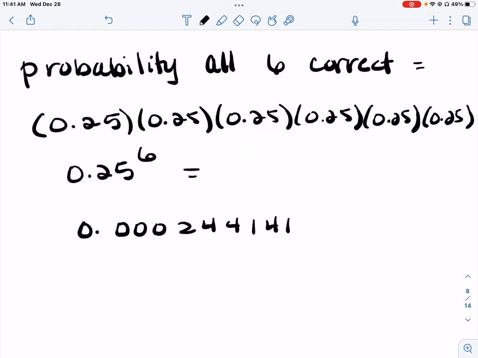The probability of getting all 6 correct: when we find the probability of multiple events, we just multiply each probability. So the probability of question 1 is 0.25. We would multiply that by the probability of getting question 2 right, which is also 0.25. So we're going to multiply 0.25 times itself, 6 of them. That's 0.25 raised to the 6th power. On your calculator, you may have a y to the x, an x to the y, or this rooftop button. All of those you would use to do an exponent.